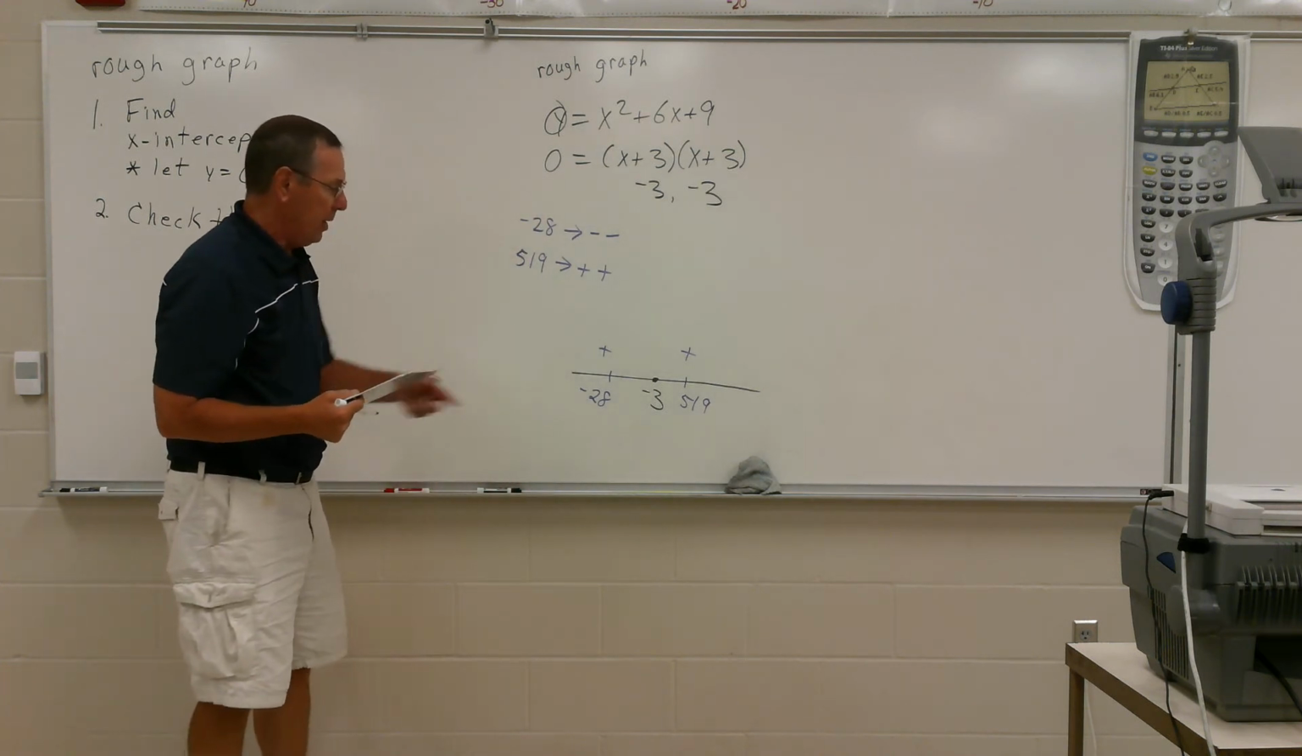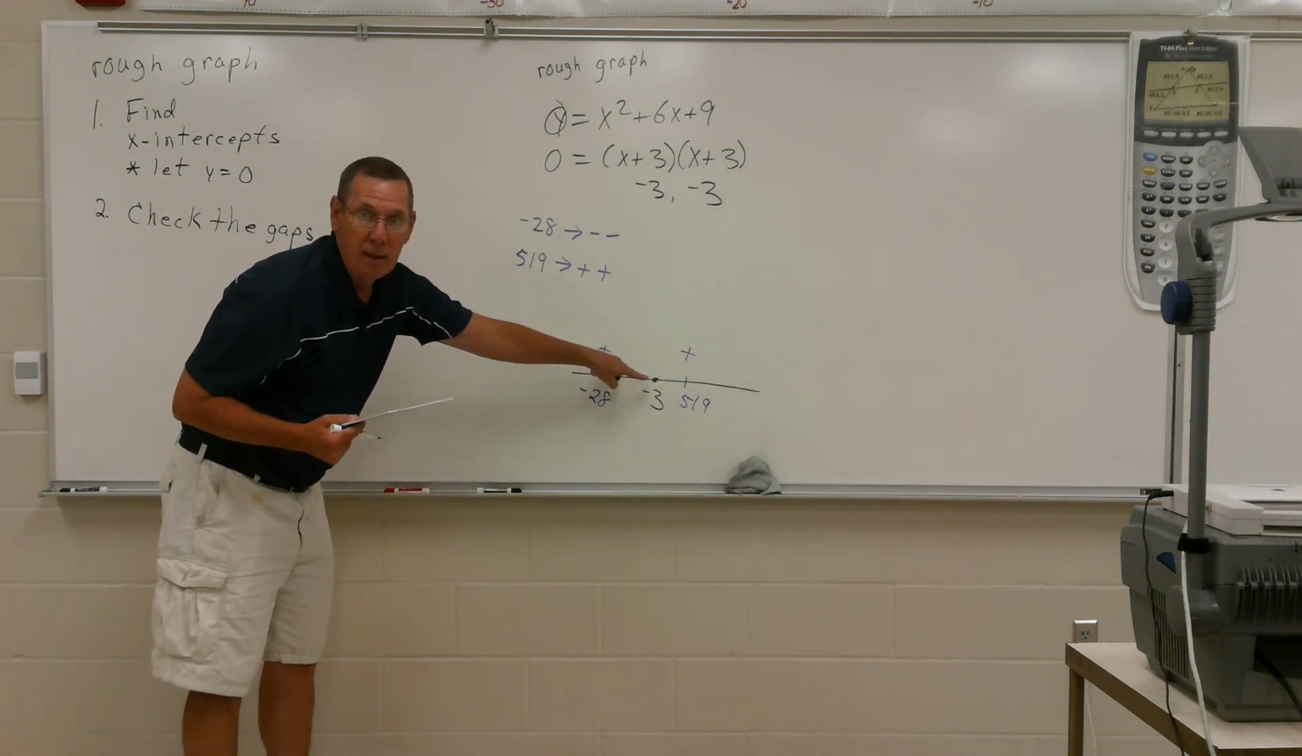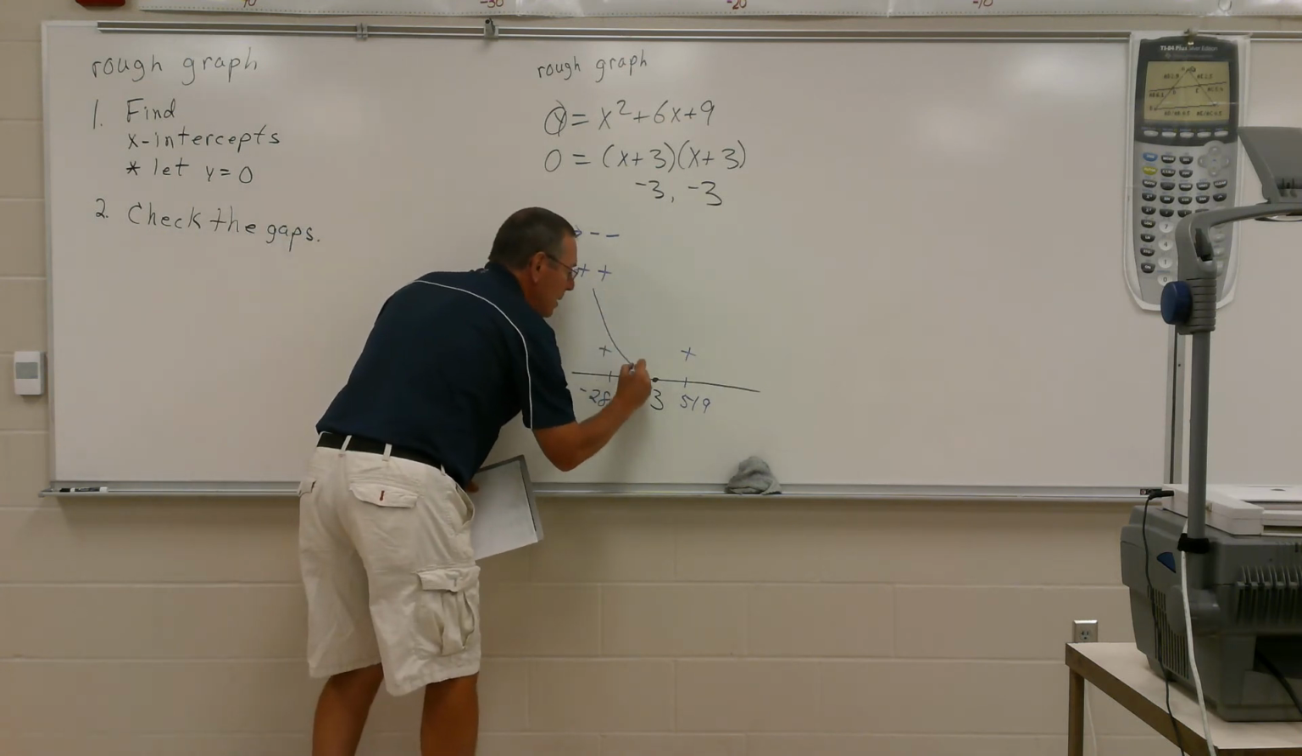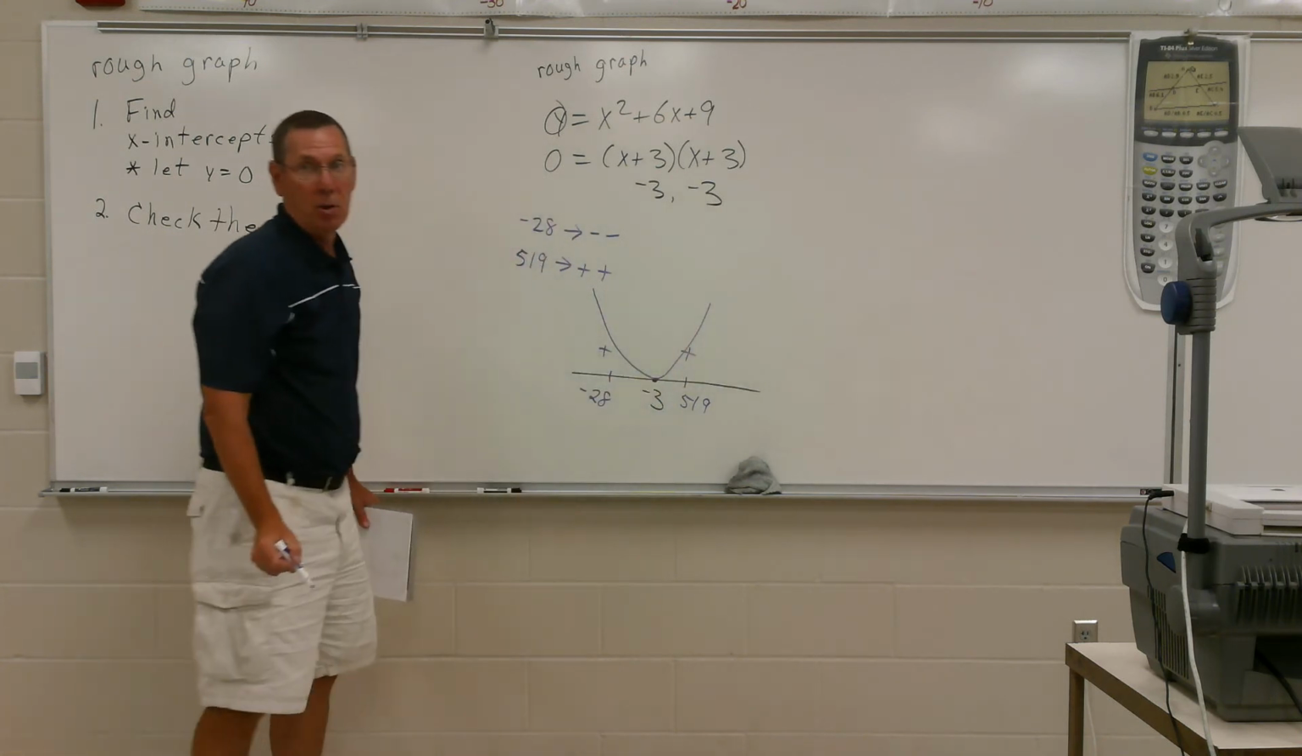And now what do you do? You've got to hit that point. That's my x-intercept. I've got to hit that point. I've got to be positive on both sides. So that's what I have right there as a parabola that looks like that.